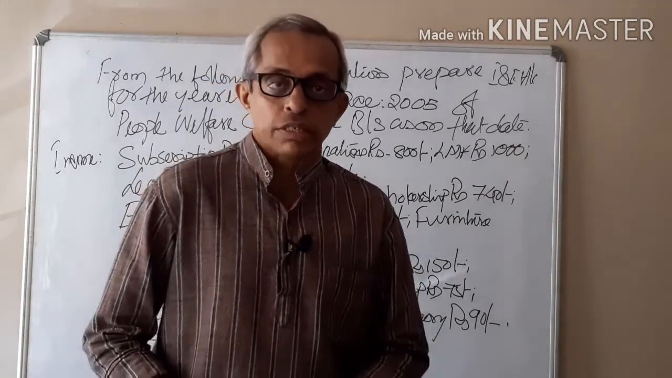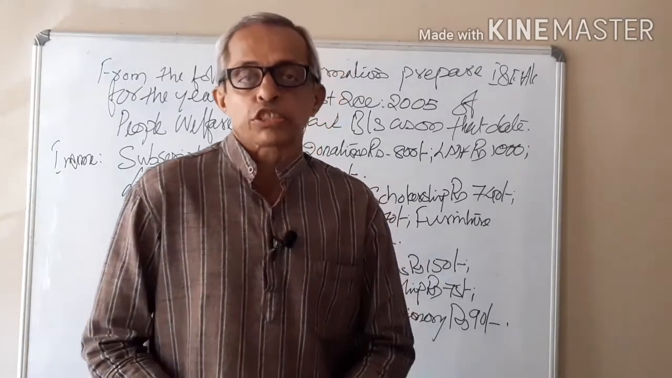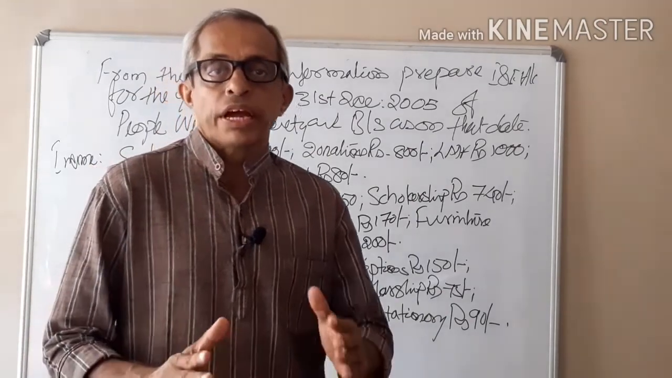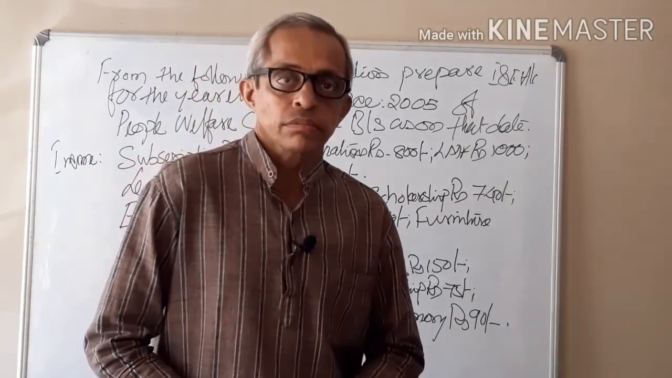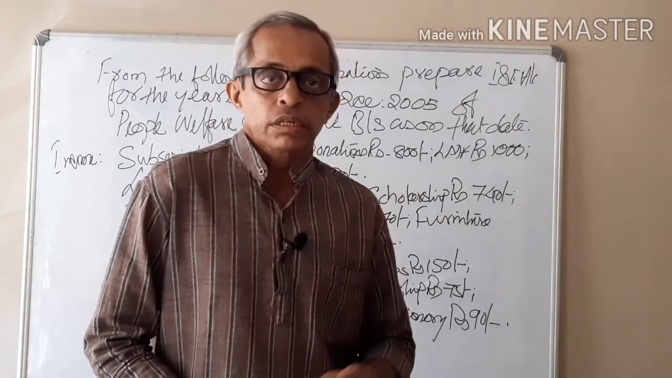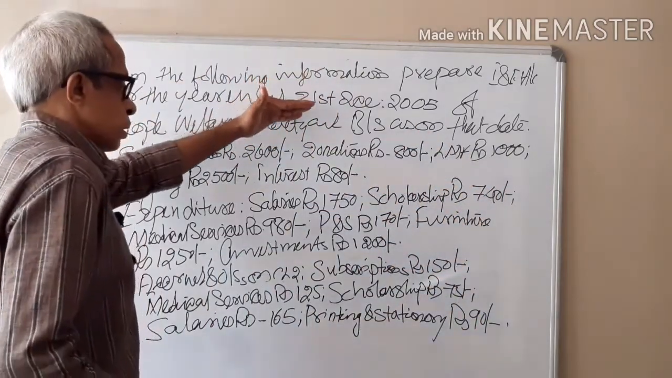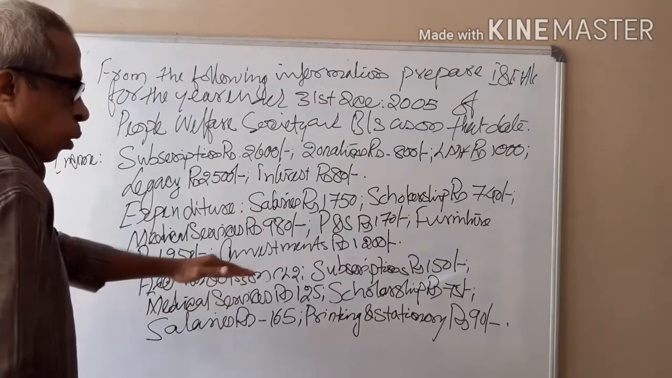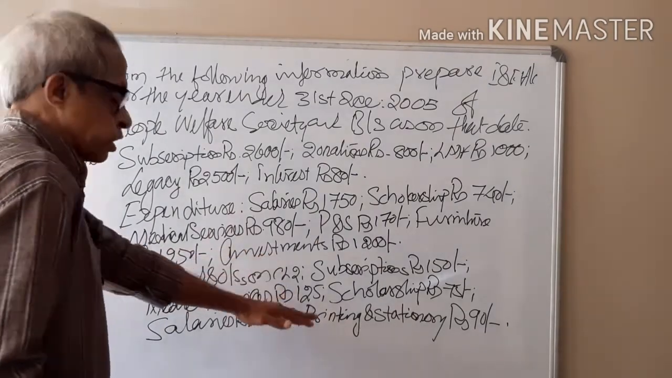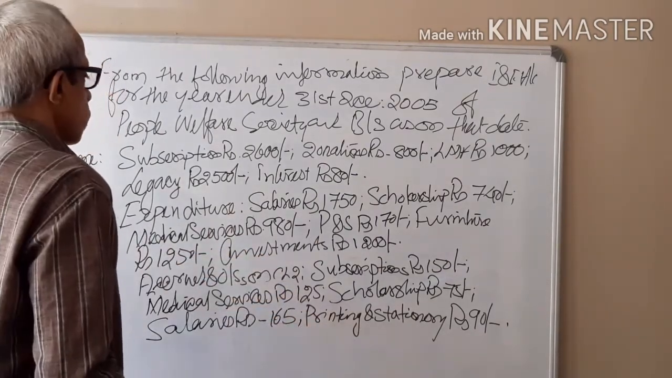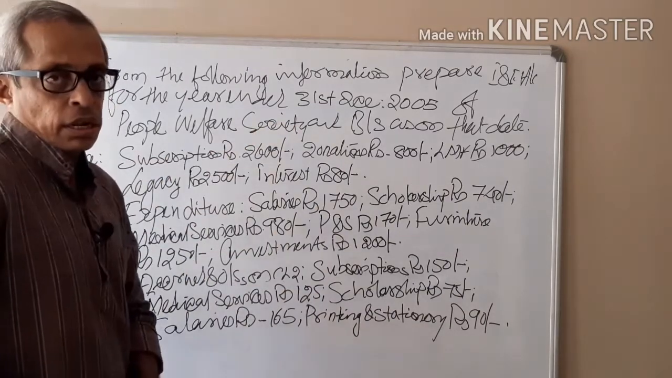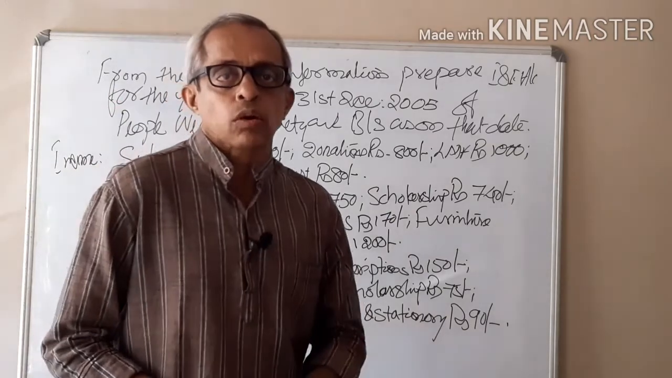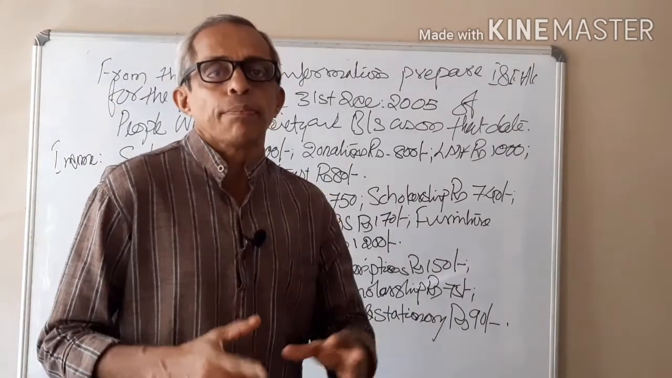Today we are starting with the first problem of a non-trading concern. Here certain account balances are given and also adjustments are given. From this we have to prepare income and expenditure account and the balance sheet.